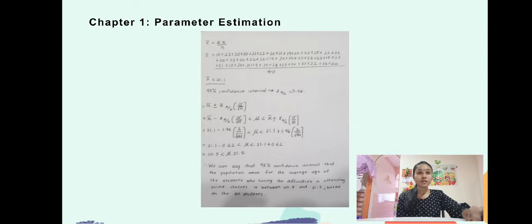First, we have to find the mean using the mean formula. After that, apply it in the formula. We can say that the 95% confidence interval for the population mean of the average age of the students who have difficulties in attending online classes is between 20.5 and 21.7, based on the 40 students.